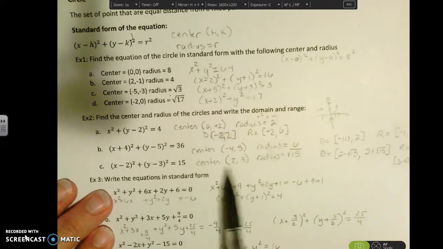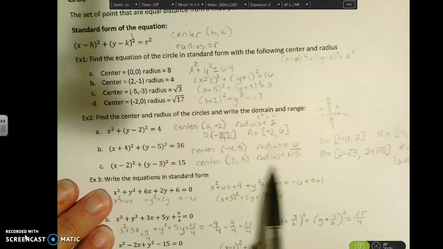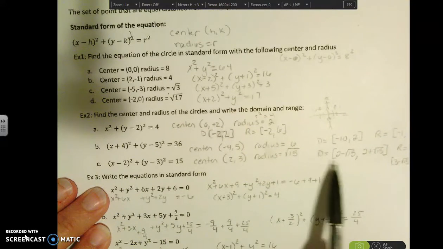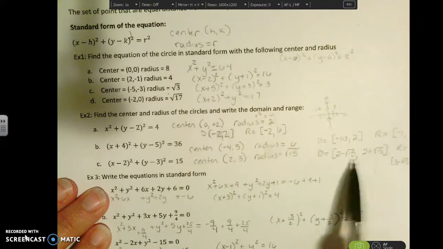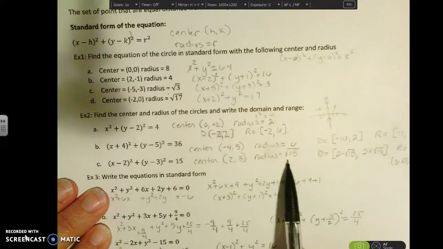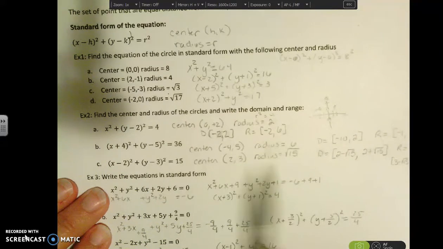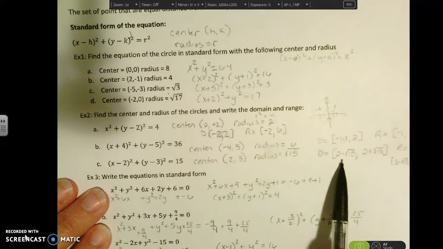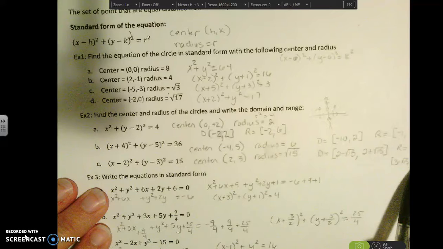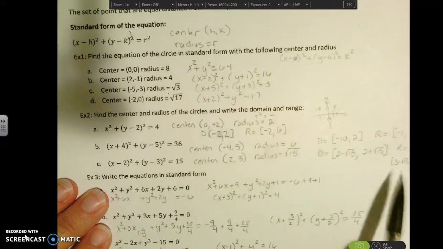On this one, my center is (2, 3). My radius would be the square root of 15. And so my domain is a little bit harder to express, but you would say the domain is from 2 minus the square root of 15 to 2 plus the square root of 15. That would be my domain. And the range would be from 3 minus the square root of 15 to 3 plus the square root of 15.